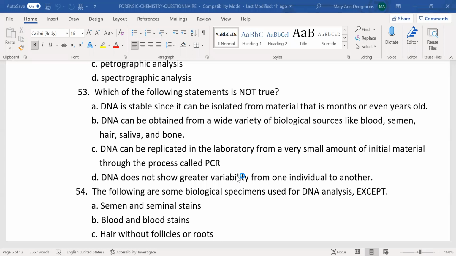The answer is D, because DNA shows a greater variability. Meaning, we have different DNA patterns. Me, you, and anyone among you, we differ in variability. DNA is very conclusive because it shows a greater variability from one individual to another. So the presence of "does not" is the mistake there. It's just a matter of understanding it. DNA can be used on old materials, right?